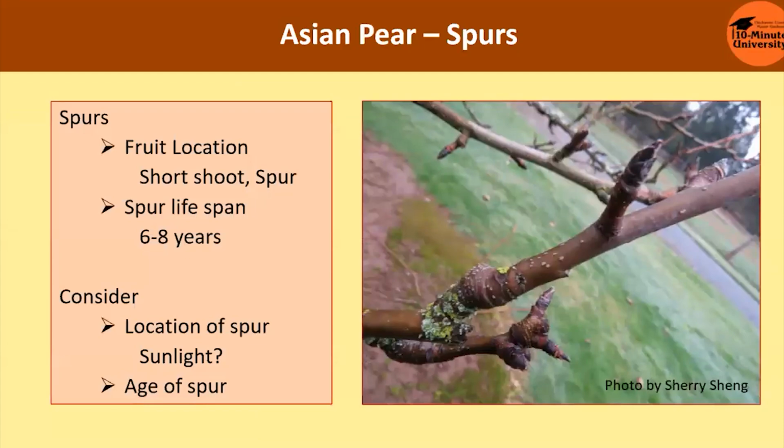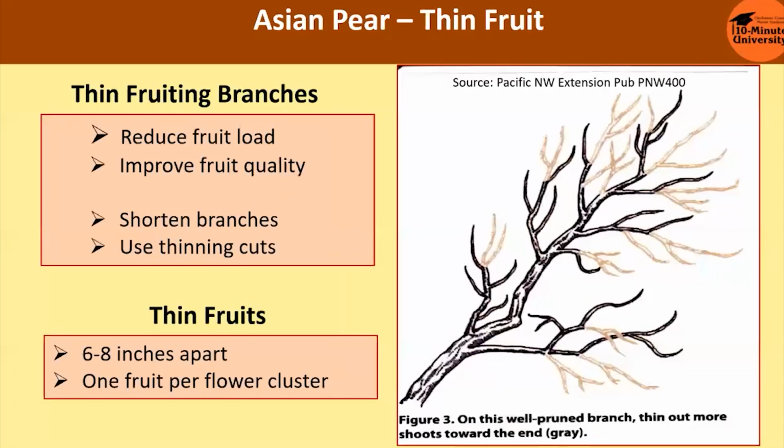Spurs in pairs live 6 to 8 years. So we check for their location to make sure they get enough sunlight, and it may take some thinning of shoots overhead. And then fruit thinning, 2 ways to do it: thinning fruit branch or thinning fruits.